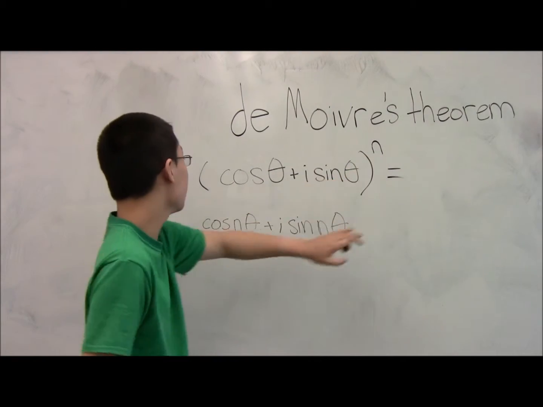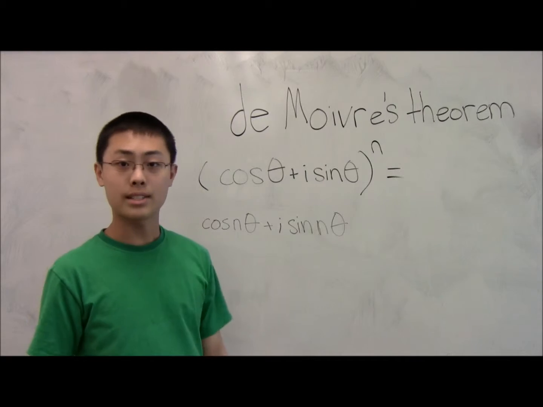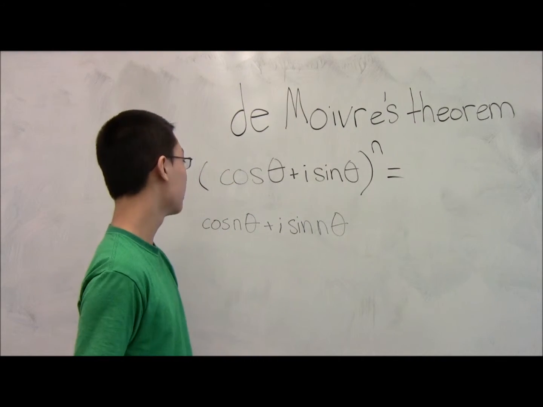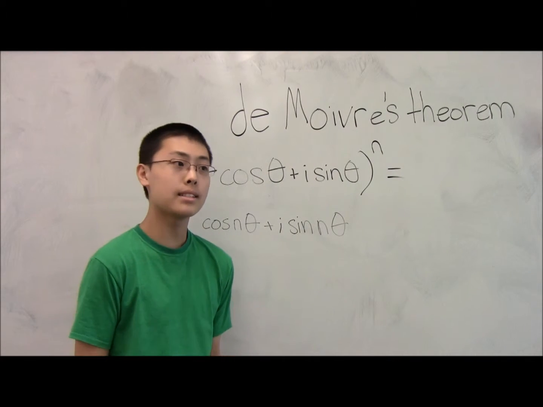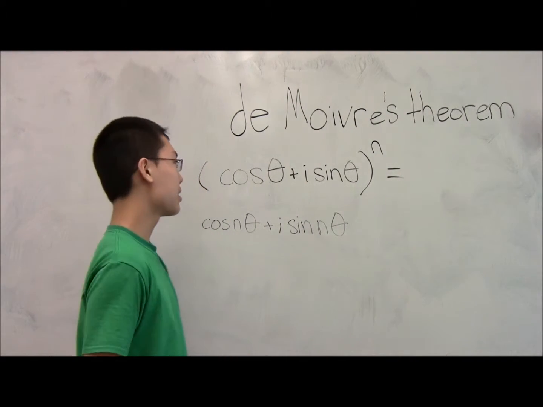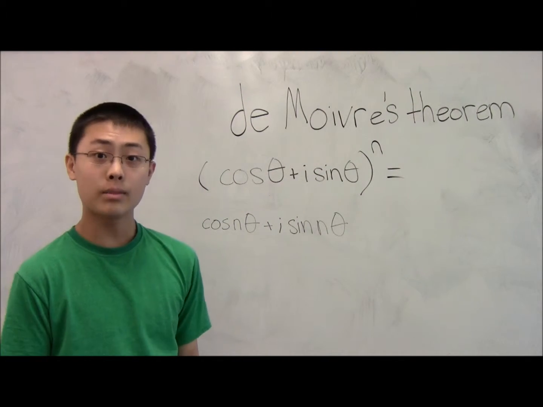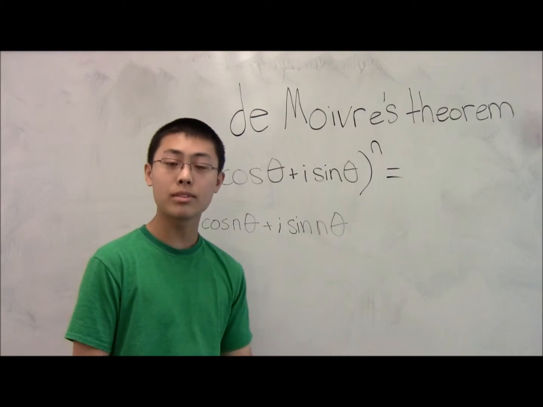At first glance, it seems really intuitive, right? You just take this n, you distribute it to both of these cosines and sines. But mathematically, why does it work? When I first saw this, it works out really nicely, but I was pretty puzzled as to why this whole thing worked. And to solve that, that's what we're going to be doing today. We're going to prove de Moivre's theorem, essentially.